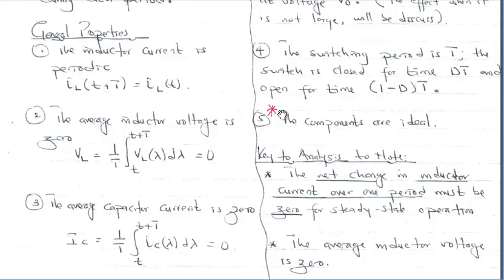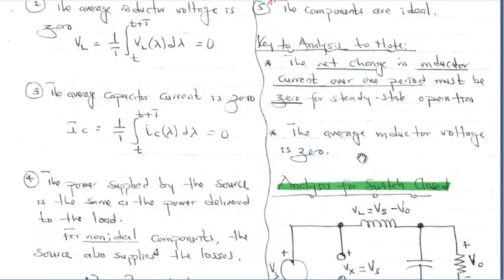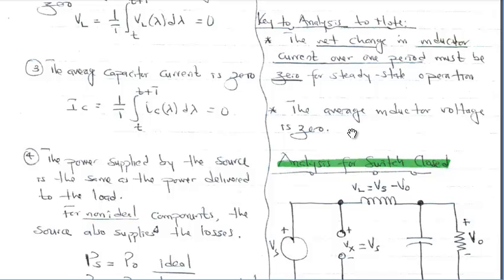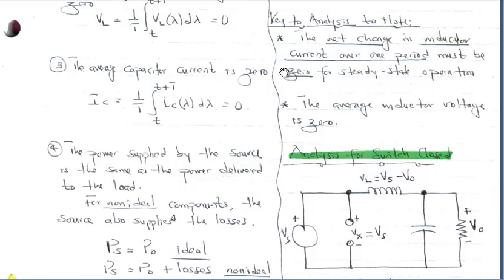And the fifth assumption we want to emphasize is the components are ideal. So the transistor we are using for the switching is ideal, and the diode is also ideal. Two main key things to note, which we are going to use after we've done some analysis to try to find the relationship between the output voltage and the input voltage. And we could use any of those two. So 2 key analyses to note.